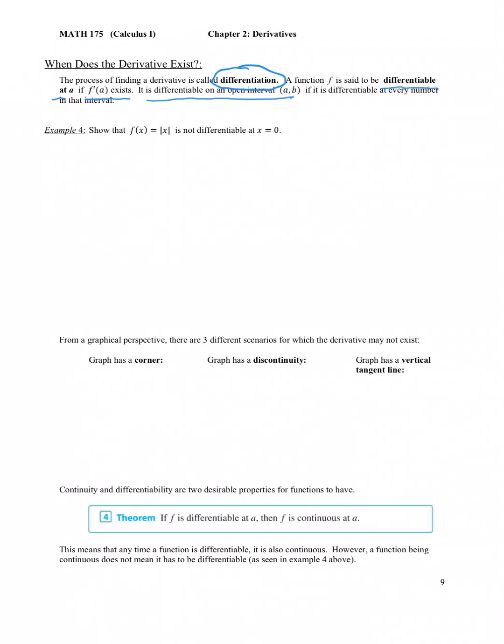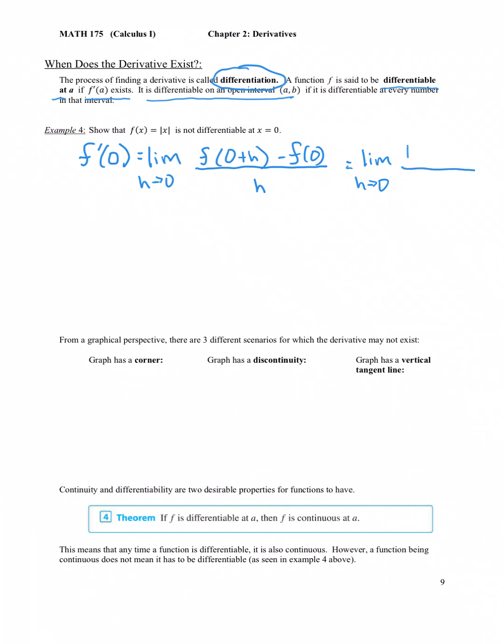We have the function of the absolute value, so let's use the definition of the derivative. I'm going to pause the video and just write this out. I just plug this into the definition of the derivative, and I'm going to keep solving this, which will give us this. All right, now let's look at this for a second.